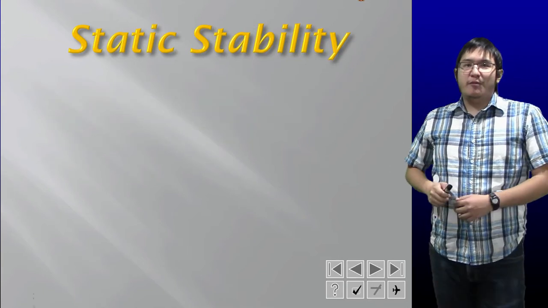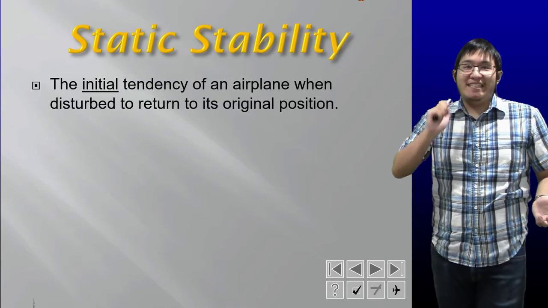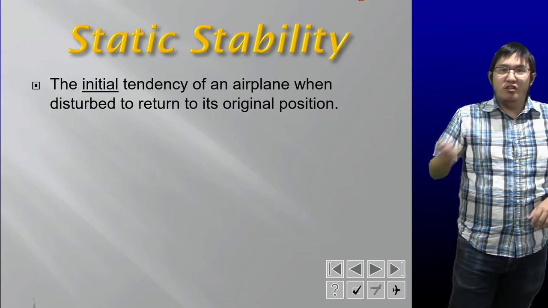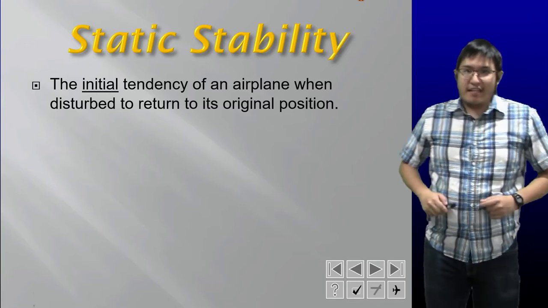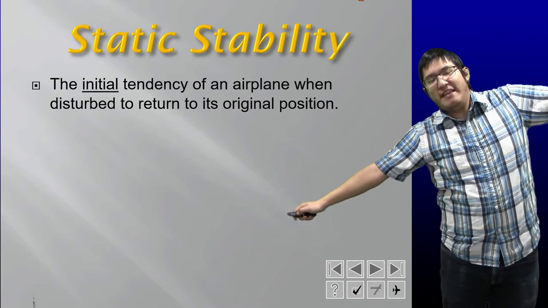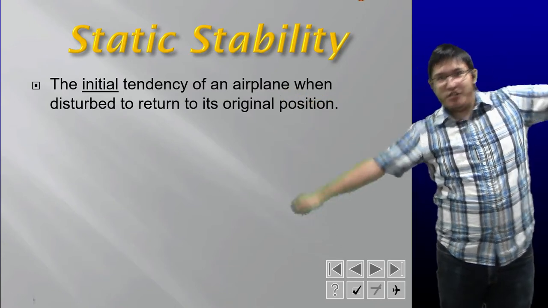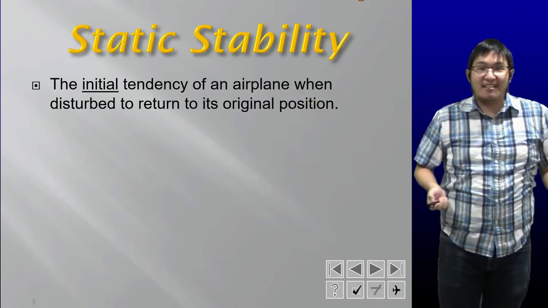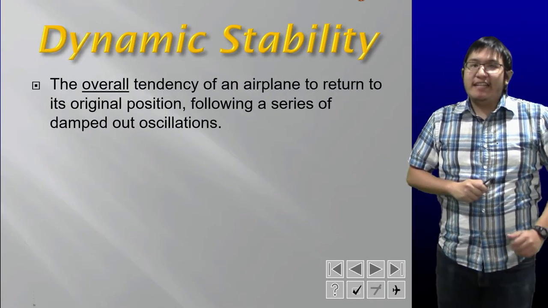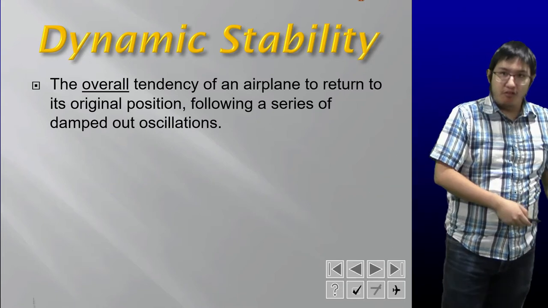First off, we have what we call static stability. Static stability is the initial tendency of an airplane when disturbed to return to its original position. So let's say we enter a bank, then the aircraft will have a tendency to want to level out. That initial tendency is what we call static stability, as opposed to dynamic stability, which is the overall tendency of the aircraft to return to its original position.